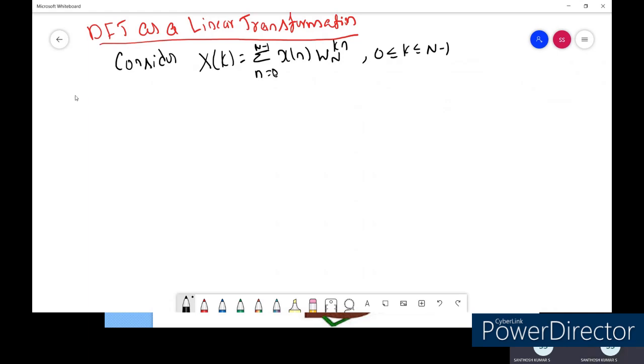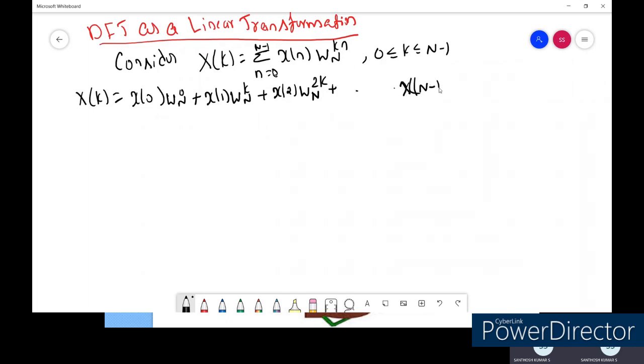So if we expand horizontally, it will become X of k equal to, if I substitute n is equal to 0, x of 0 into omega N to the power of 0, plus x of 1 into omega N to the power of k, plus x of 2 into omega N to the power of 2k, and so on. If I substitute n is equal to N minus 1, the final limit, we get x of N minus 1 into omega N to the power of k into N minus 1. Call this equation number 1.